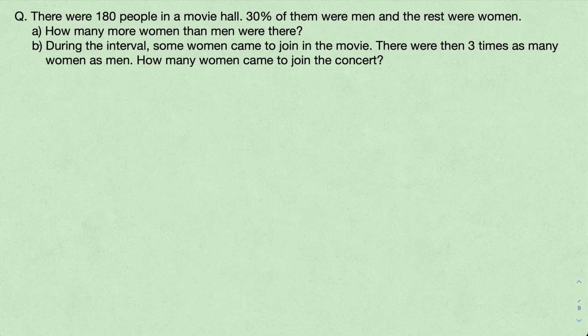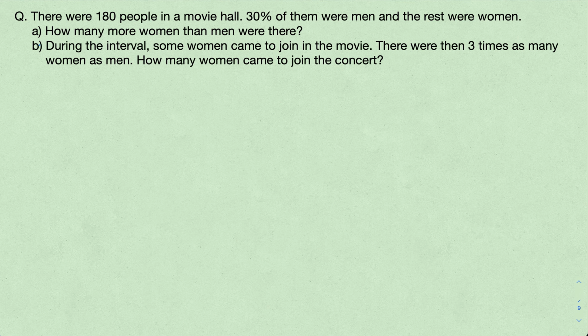So let's do another interesting word problem on percentage. Let's read the question first. There were 180 people in a movie hall. 30% of them were men and the rest were women. Part A of the question is, how many more women than men were there? And part B is, during the interval, some women came to join in the movie. There were then 3 times as many women as men. How many women came to join the concert?